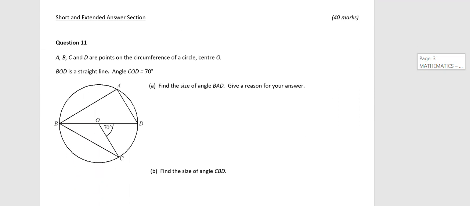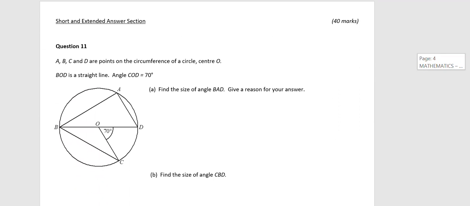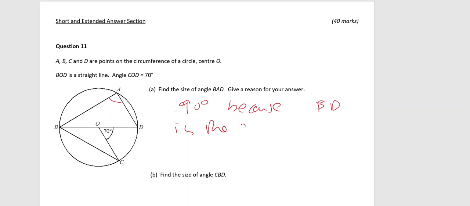Alright, short answer extended response questions. Now, find the angle of BAD. Give reason for your answer. So BAD is this angle here. Well, we know that is 90 degrees because the side BD is the diameter of the circle.